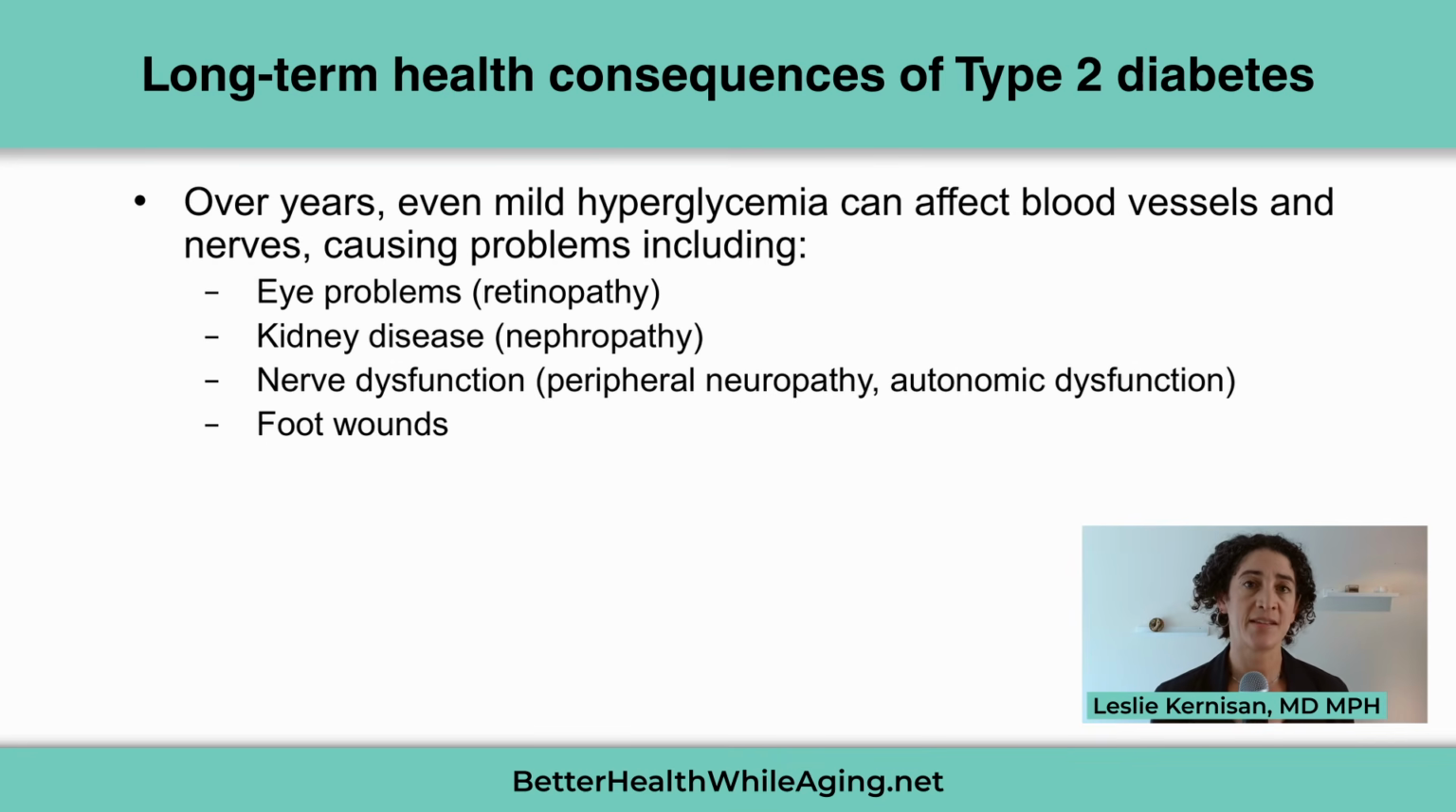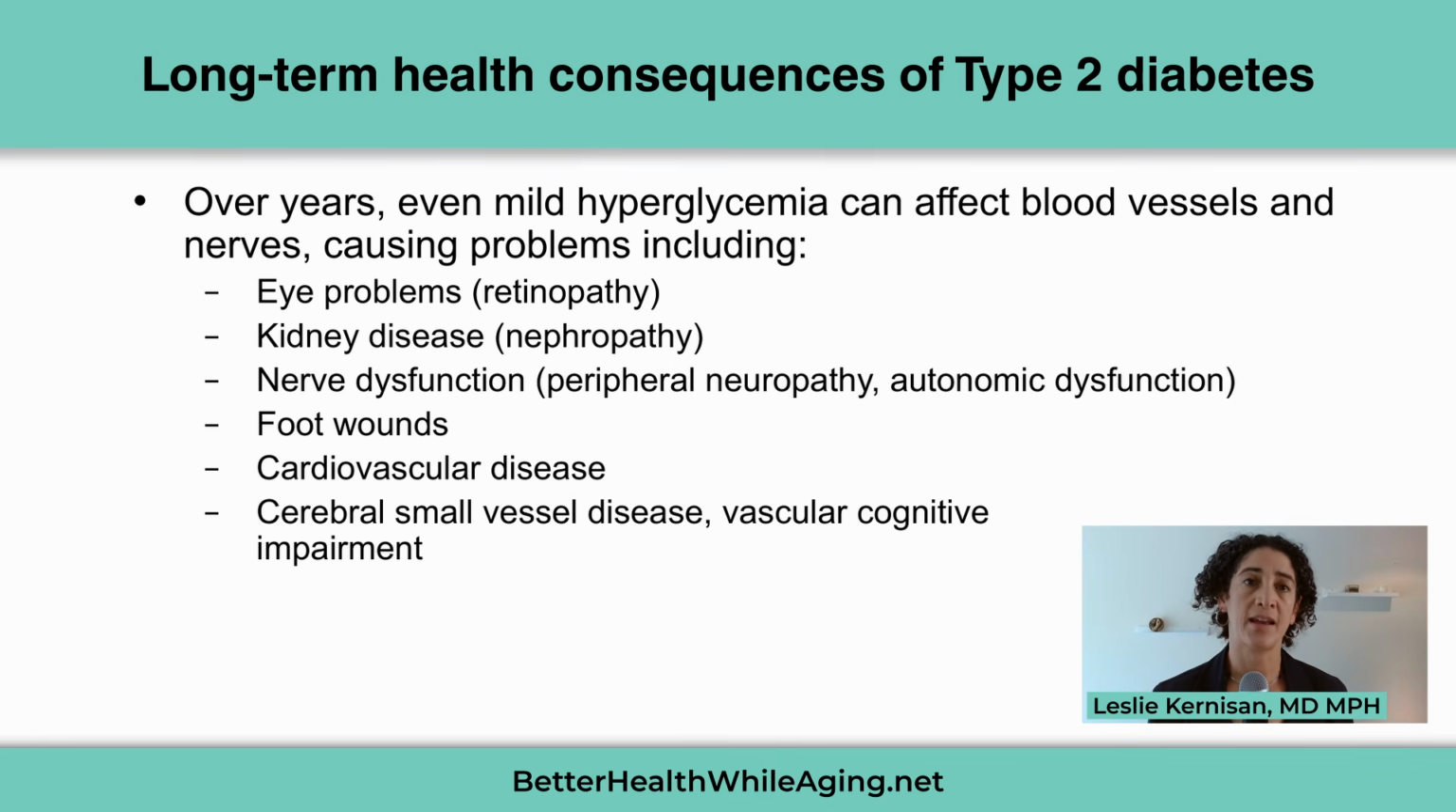And also the diabetes can interfere with the wound healing. And so they can get sores and ulcers. In some cases, people can even end up with amputations related to their diabetes. And then diabetes also increases your risk of cardiovascular disease, of heart attacks, of strokes. And it can also impact the health of your very small blood vessels in your brain and cause or worsen cerebral small vessel disease, which is associated with vascular cognitive impairment and eventually even vascular dementia.